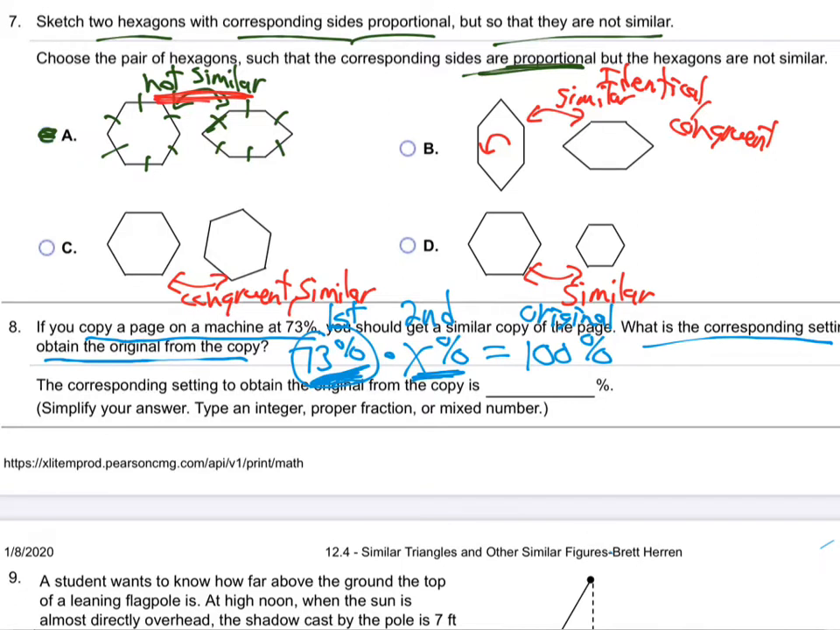Now, if they would let us just stick with decimal percentages, this wouldn't be that bad of a problem. But down here they say, we want all fractions, please. Fractions and mixed numbers and stuff. So it makes this problem hard, because the basic idea is not bad. Just 73%, that's the first copy, times what percent setting on the machine will take it back to 100%. Anyway, we've got to do it as fractions. I'll quit complaining. Here we go.